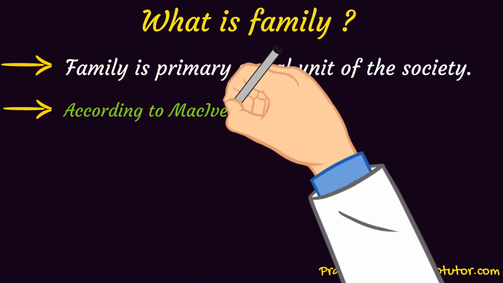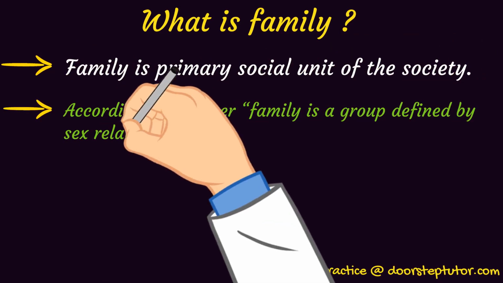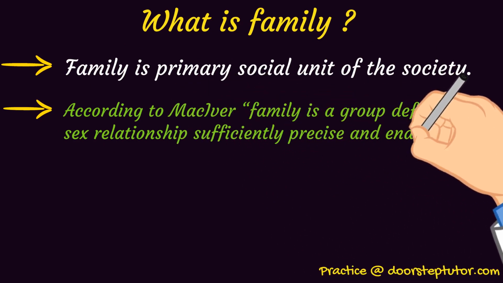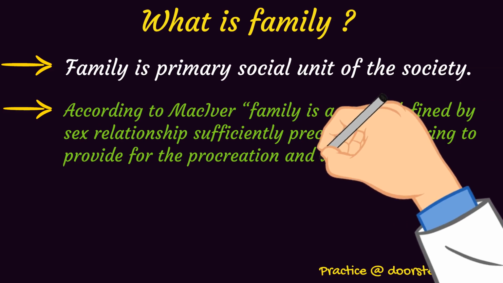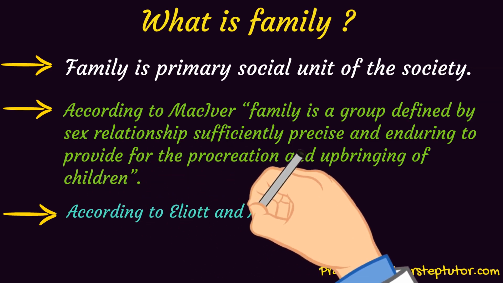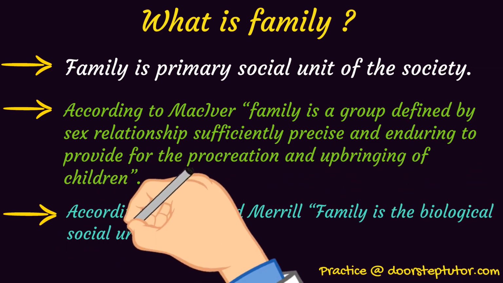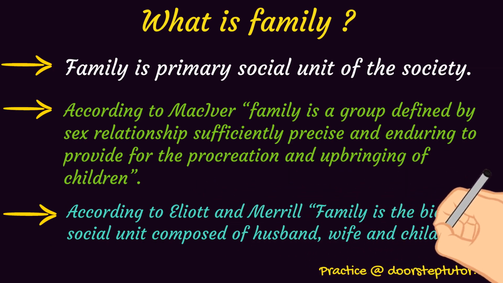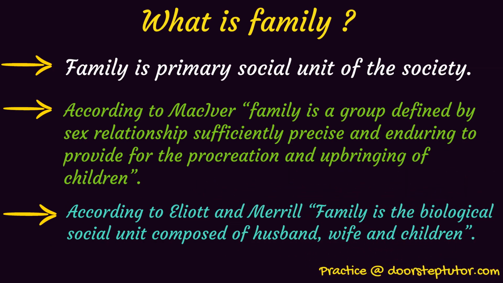According to MacIver, family is a group defined by sex relationship sufficiently precise and enduring to provide for the procreation and upbringing of children. In simple terms, according to MacIver, family is a group that is associated with sex relationship and which helps to bring up and procreate children. According to Elliott and Merrill, family is the biological social unit composed of husband, wife, and children. Means it is a biological group that has to be composed of husband, wife, and children.